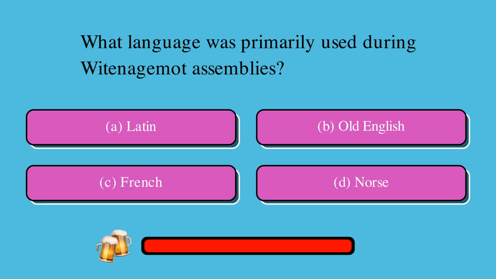What language was primarily used during Witenagemot assemblies? Is it A, Latin, B, Old English, C, French, or D, Norse? The correct answer is B, Old English.